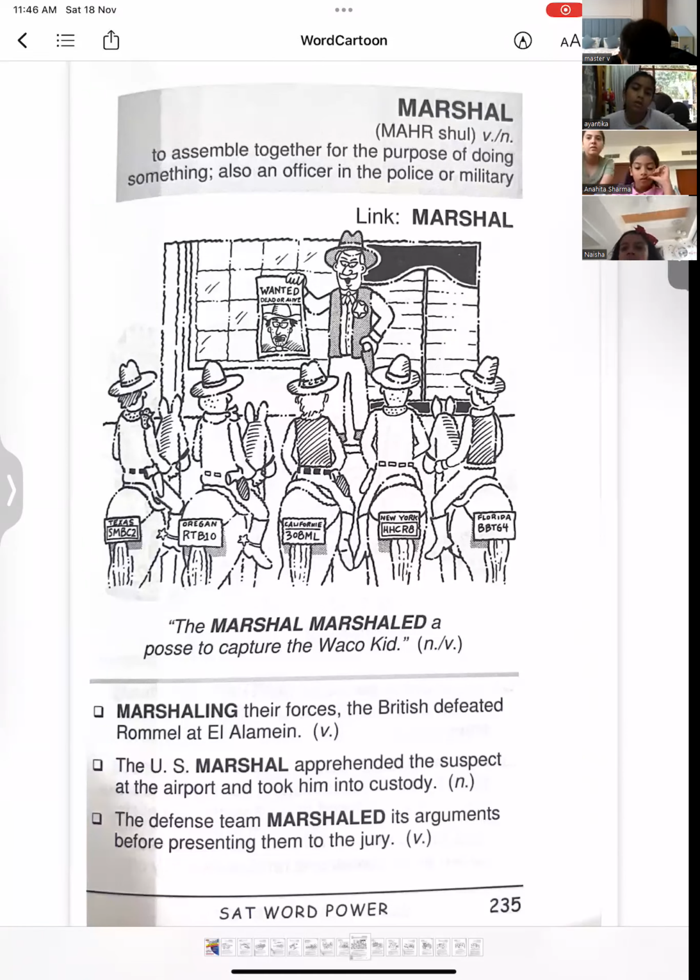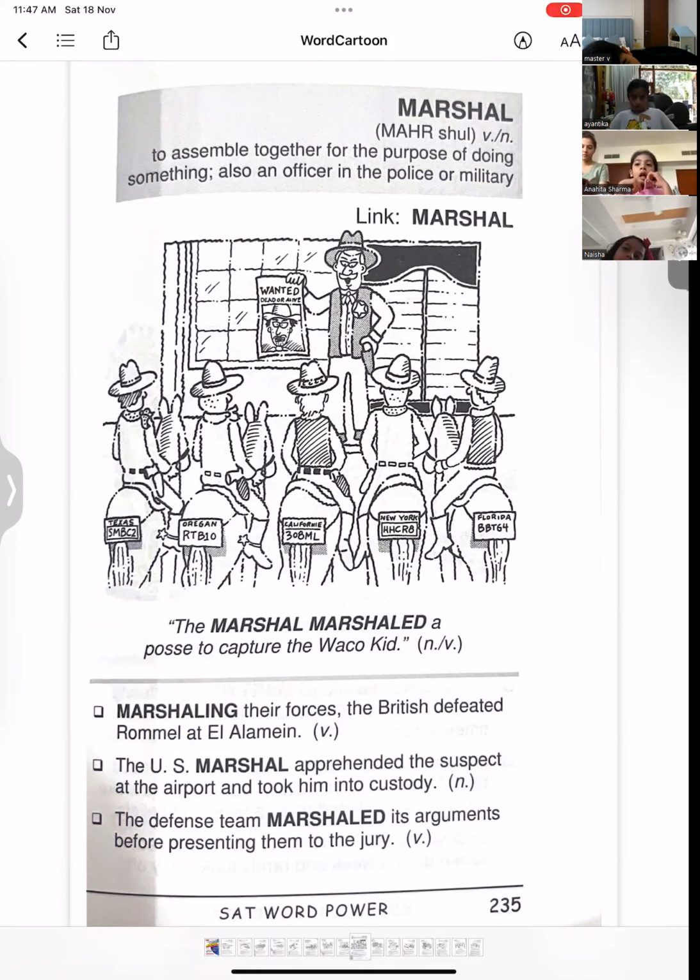Okay. Generally, during the days of cowboys, we used to have marshals. And even in United States of America, till date, a lot of people call the policeman a marshal. To assemble together for the purpose of doing something, or it also means an officer in the police or military. Now, when you use marshal as a verb, it would mean as if you are coming together for a meeting. And when you are associating it as a noun, it's going to be like a policeman.